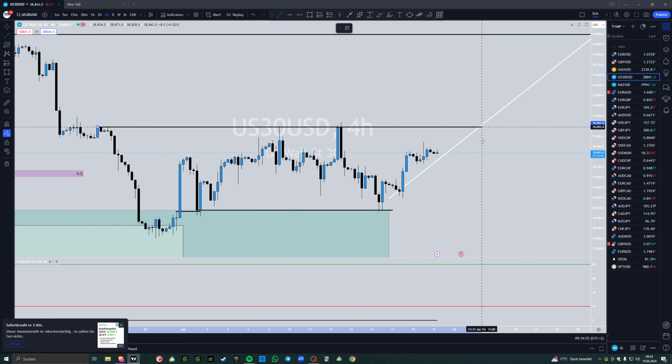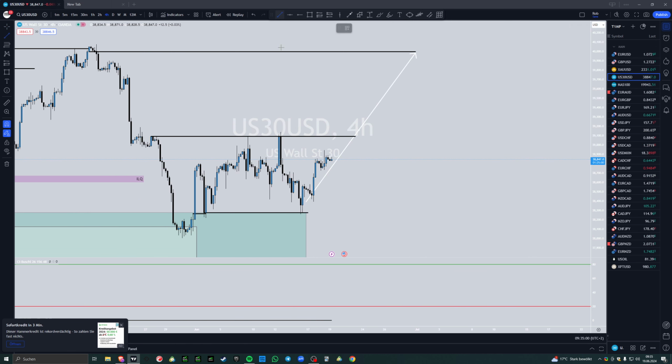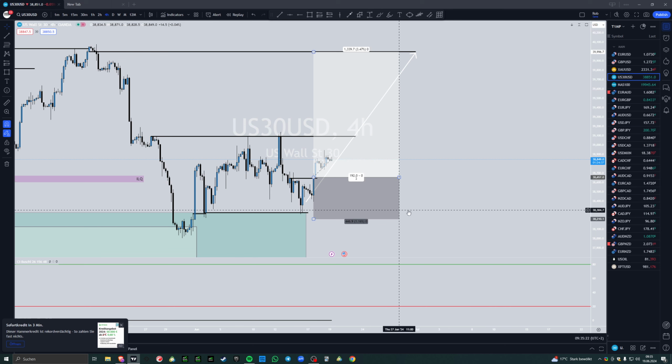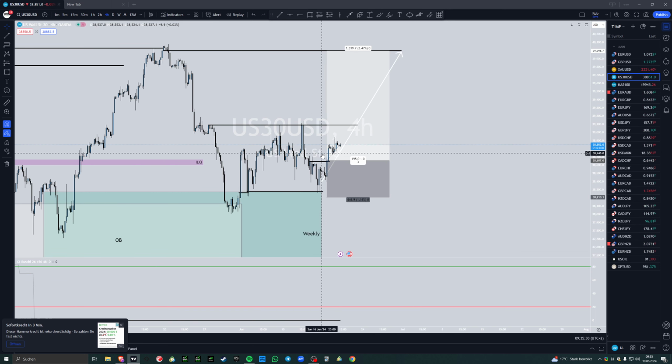So we have not yet shifted above this, but internally we've shifted. So basically here, put the stop below here. So this is basically a 1-to-1, but should we break above this, the target would be here, and that's a 1-to-3, and that's a trade, and that can run for a few weeks basically.